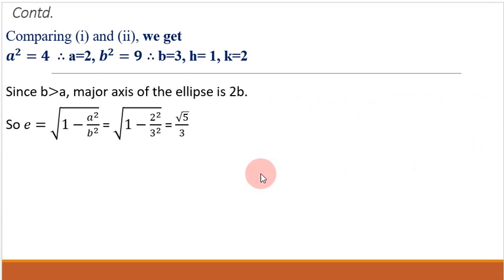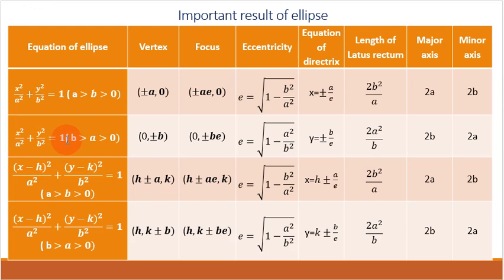So we use this formula. Look at this here. If b is greater than a, then e equals root over 1 minus a square by b square. This is the form of the ellipse. So we have, look at vertex, the formula of vertex is h comma k plus minus b, and the formula of focus is h comma k plus minus be, and the formula of eccentricity is root over 1 minus a square by b square. Because b is greater than a, we divide a square by b square, as the major axis is 2b.